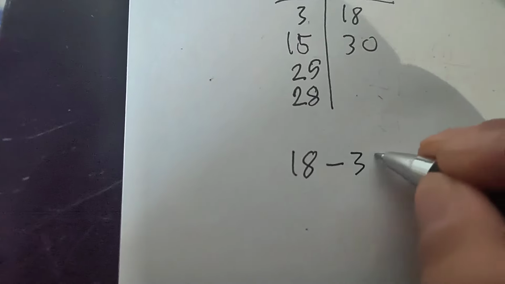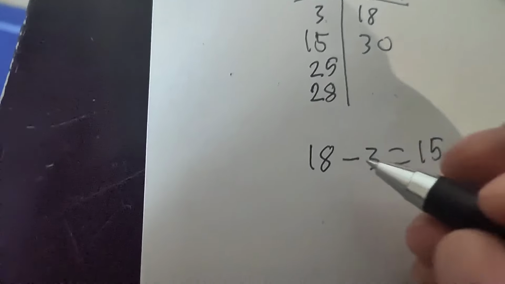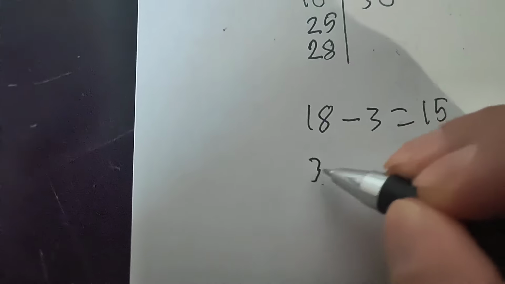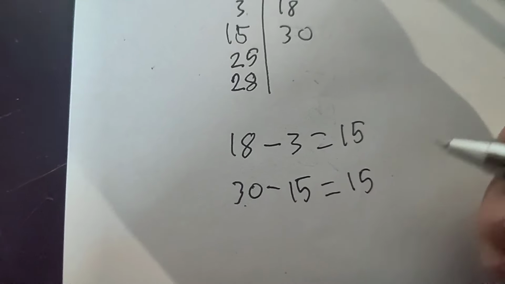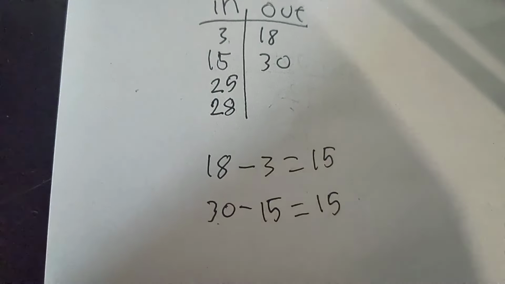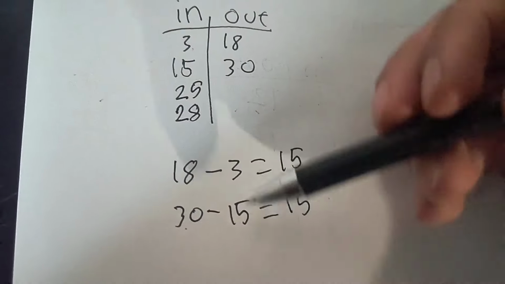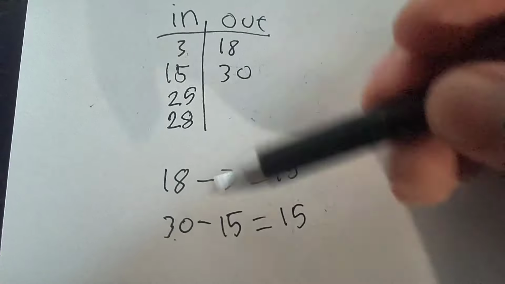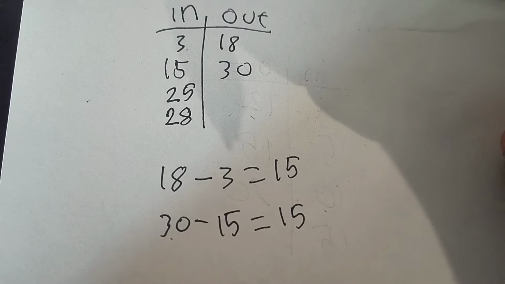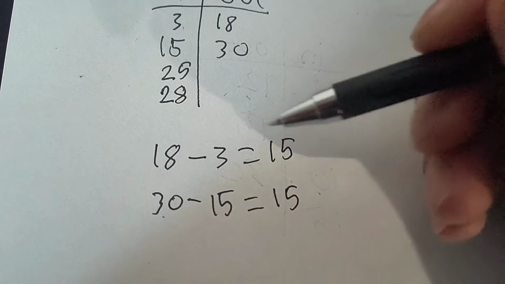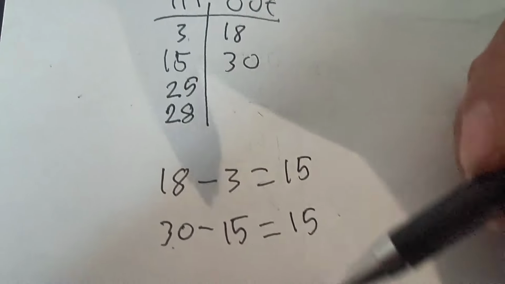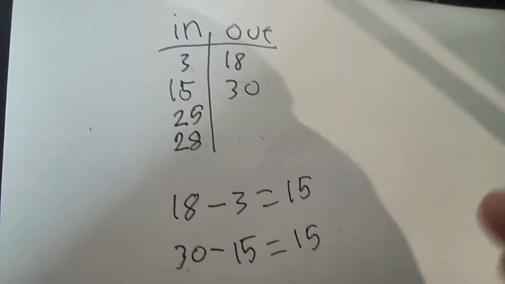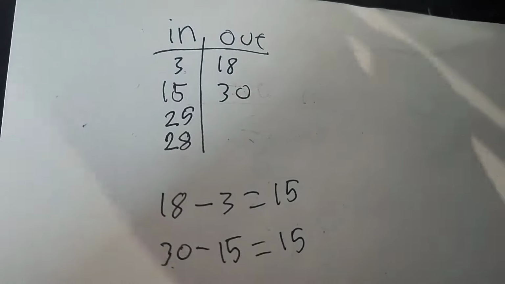18 minus 3 is equal to 15, and 30 minus 15 is equal to 15. Since they're the same number, that means they're adding 15 to all the numbers. So it is an addition rule because they're adding the same number to all the other numbers. If they weren't adding the same number, then we'd be dealing with the multiplication rule, which we will get into a little bit later in a different video.